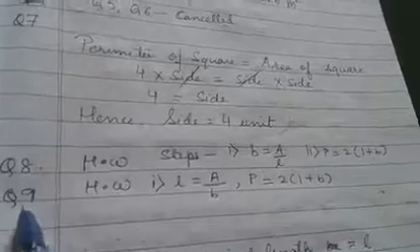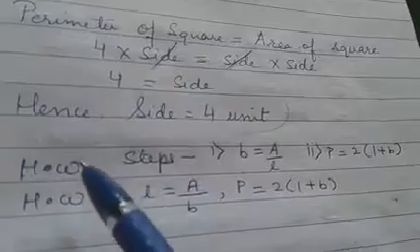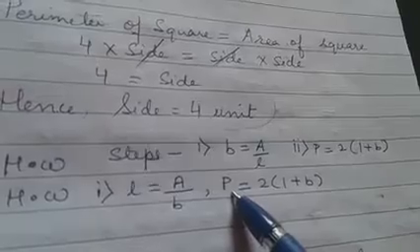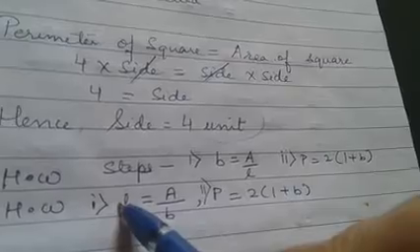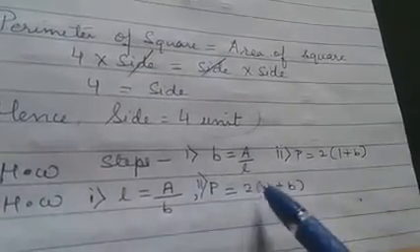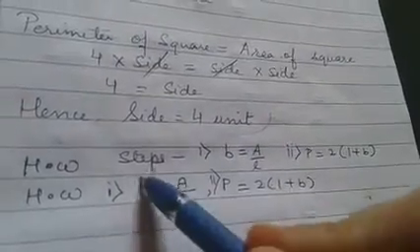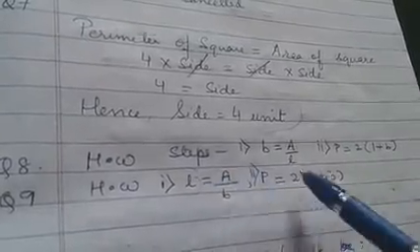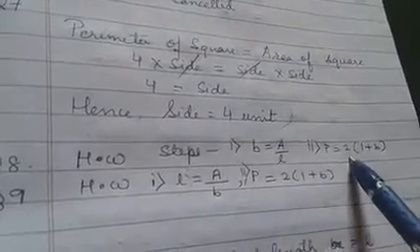Question number 8 and question number 9 are homework. You can see the steps I have given, step number 1 and then 2. Here also step number 1 and here 2. Even though it is homework, the steps are told to you. Please go through the steps. First, you have to find this, then this. Then question number 9: you have to find length and then substitute this length and breadth in the perimeter. Here also, whatever breadth you get, you will substitute in this. So question number 8 and 9 are homework.